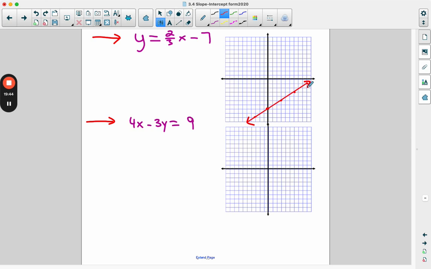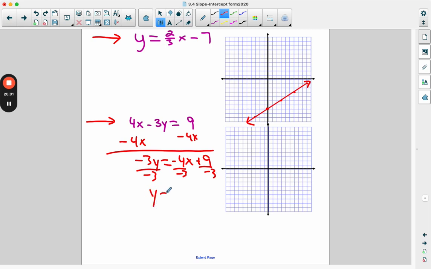The second one, we need to put it into slope intercept form, so I'm going to subtract the 4x over. That gives me negative 3y equals negative 4x plus 9. And then I have to divide everything by negative 3. When I do that, I'm left with y equals negative divided by negative becomes positive 4/3 x. Positive 9 divided by negative 3 is a negative 3, so I'm going to write that as minus 3. So my y-intercept is at negative 3, and I have a slope of 4/3.